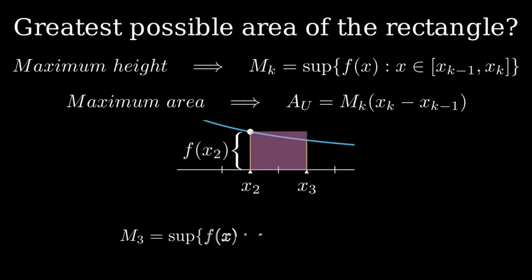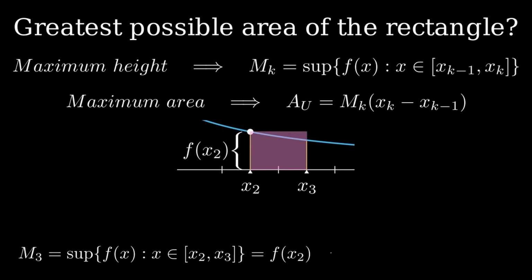If we take a look at the previous example, the supremum of the set f of x such that x is in the interval from x2 to x3 is indeed f of x2, as the function is decreasing and continuous. Therefore, the maximum possible area will be f of x2 times x3 minus x2, as our intuition firstly thought.